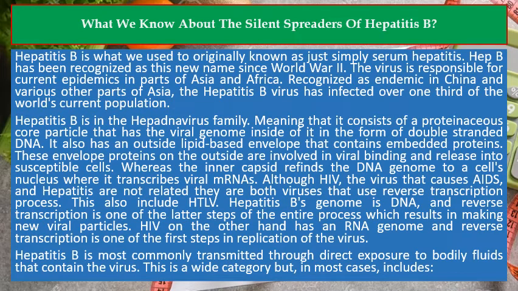Although HIV, the virus that causes AIDS, and hepatitis are not related, they are both viruses that use a reverse transcription process. This also includes HTLV. Hepatitis B's genome is DNA, and reverse transcription is one of the latter steps of the entire process, which results in making new viral particles. HIV, on the other hand, has an RNA genome, and reverse transcription is one of the first steps in replication of the virus.